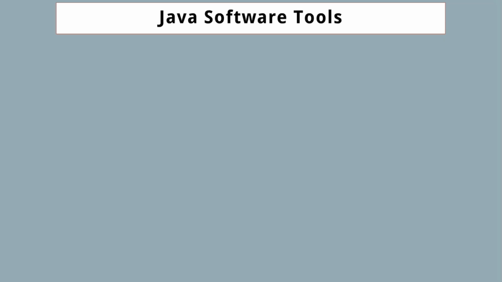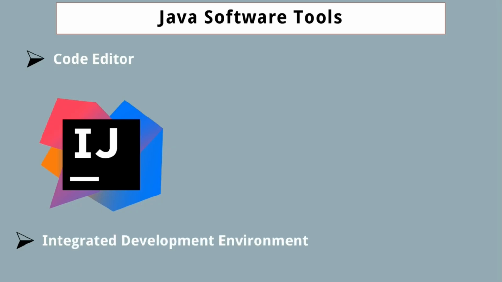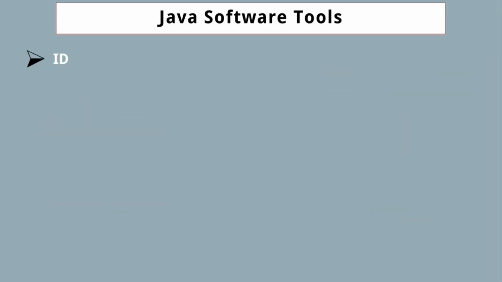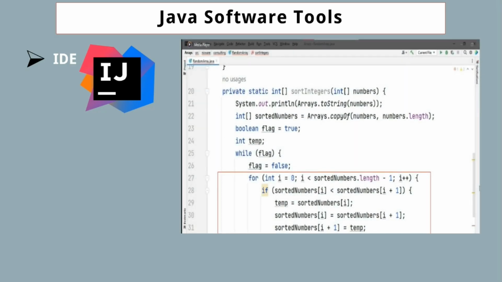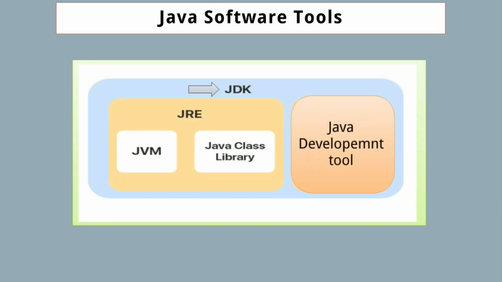Then we must have a code editor. We will use the IDE IntelliJ in our course, which stands for Integrated Development Environment. You can use other code editors such as Eclipse or Visual Studio Code, but we'll stick with IntelliJ throughout this course. An IDE typically consists of a source code editor, build automation tools, and a debugger. Some IDEs also include a compiler or interpreter. So, to put it in simple words, JDK, JRE, and JVM are stored one inside the other, level by level.